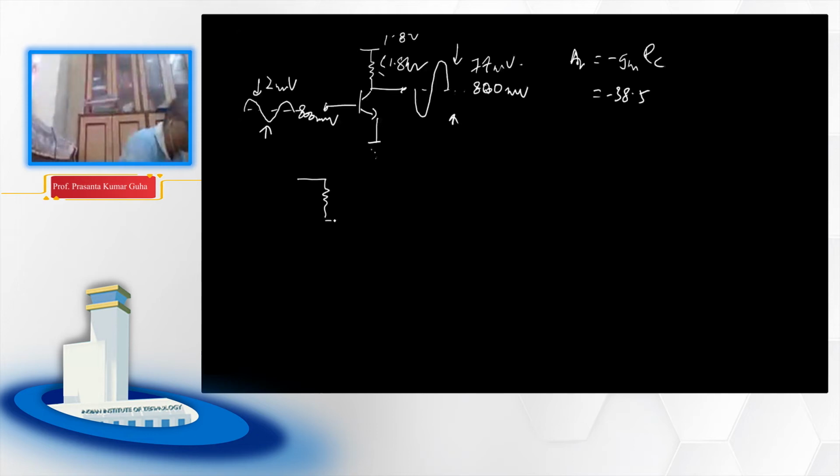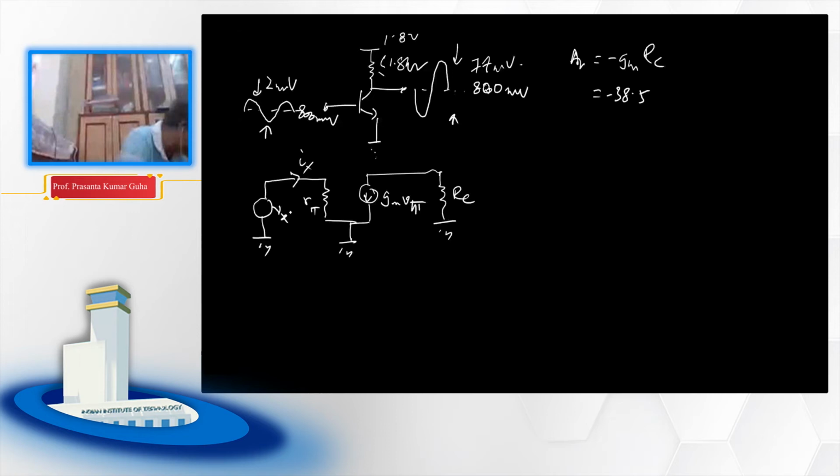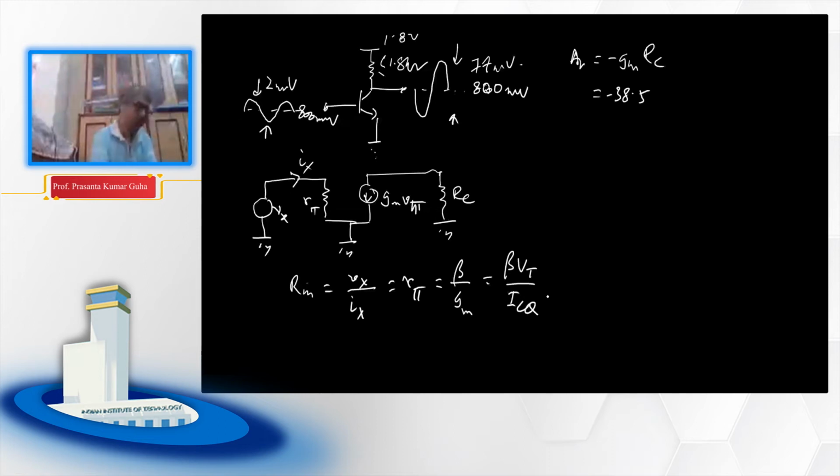So this is your RC and this is the ground, this is the R-pi. So we have added a test voltage Vx, and so your Rin is basically Vx over Ix, and that is R-pi, and we know R-pi is beta over Gm. In other words, as I mentioned to you before in the last class, if you increase your ICQ, your R-pi is going to decrease, and you remember your ICQ is associated with the gain. You increase your ICQ, your gain is going to improve. So if you increase your gain, your input impedance will suffer. So that point you should remember.